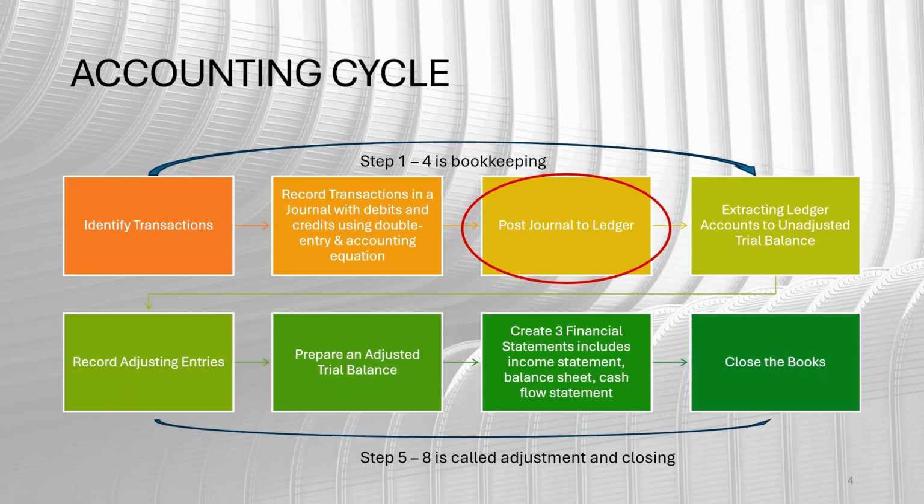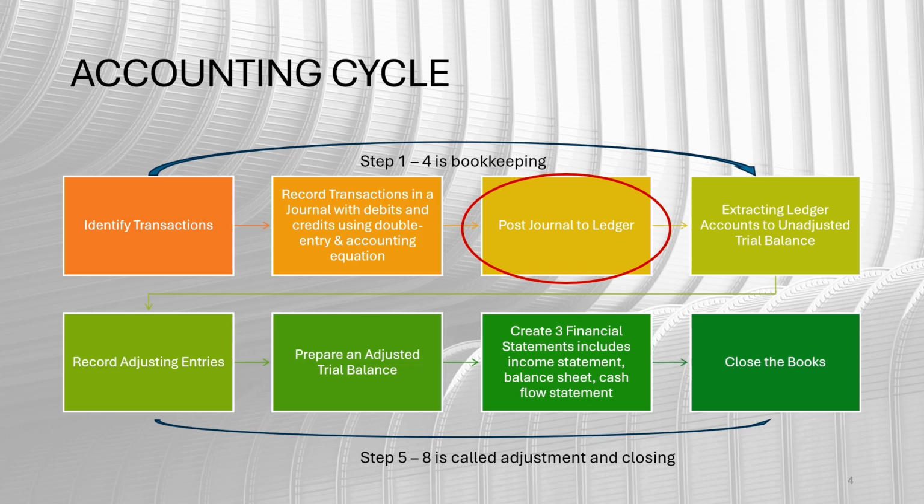Recall the accounting cycle we studied previously. The accounting cycle consists of several steps, altogether 8 steps, beginning with identifying transactions and ending with closing the books. Bookkeeping plays a crucial role in steps 1 and 2, laying the foundation for accurate financial reporting. Steps 5 to 8 involve adjustment and closing entries, which we will cover in future sessions. So today we will still focus on bookkeeping, the third step, posting journal to ledger.